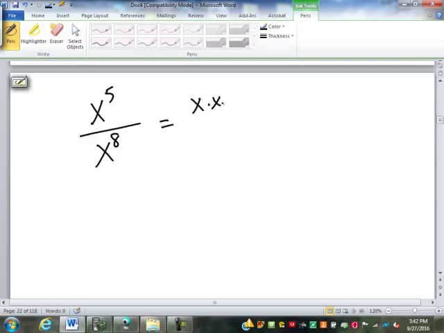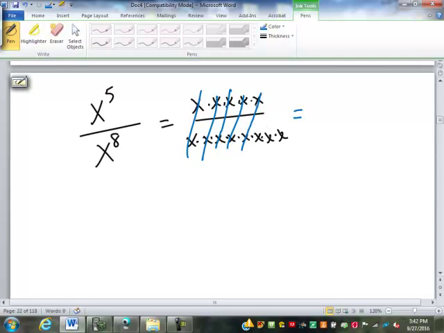Well, x to the 5th is 5 x's multiplied together, right? X to the 8th is 8 x's multiplied together. If I cancel out common factors, I cancel out an x, another x, 3 more x's. Now, if everything cancels out on top, what do I have there? I have 1, right? Everything divides out. On bottom, x and x make x to the third.